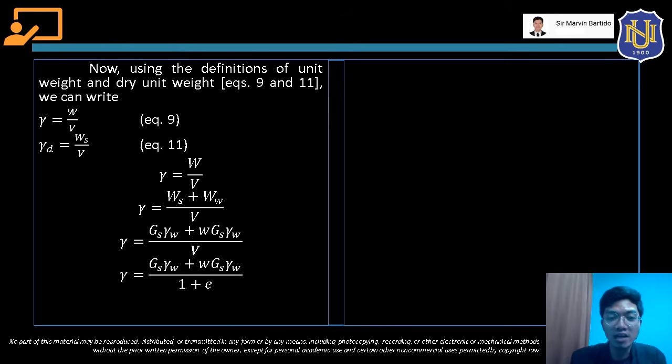Okay, so from here, class, we can factor out Gs gamma W, right? From here and from here. When we factor it out, this one divided by this will be 1, and this one divided by this will become just w. Okay, so this is the formula for unit weight in terms of water content, specific gravity, and void ratio. So, this is gamma equals 1 plus w times Gs times gamma W over 1 plus e.